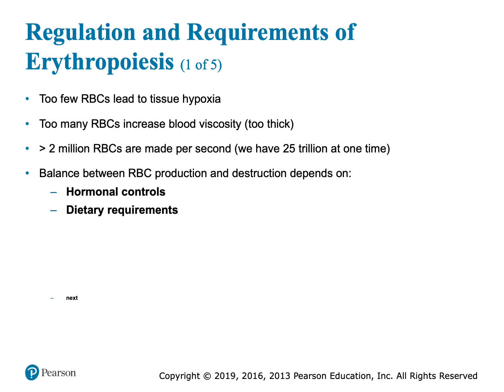We do make a lot of red blood cells. Again, I'm not big on numbers. This is not in your lab book, so you don't have to memorize this number. But more than 2 million a second, that's a lot of red blood cell production. We balance this production and destruction based on what our body needs. So dietary requirements, how much exercise you're doing, etc. And our hormones help with that.